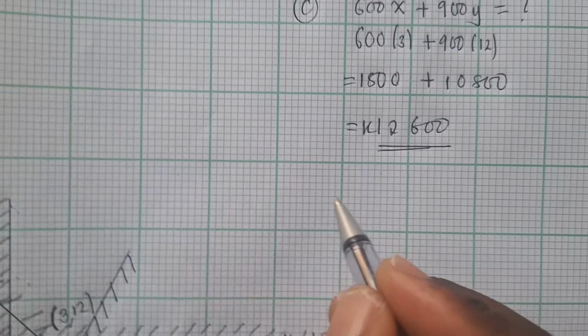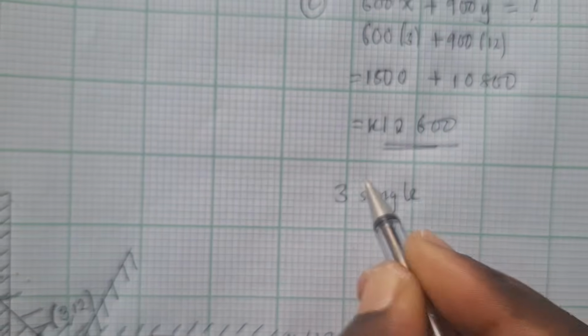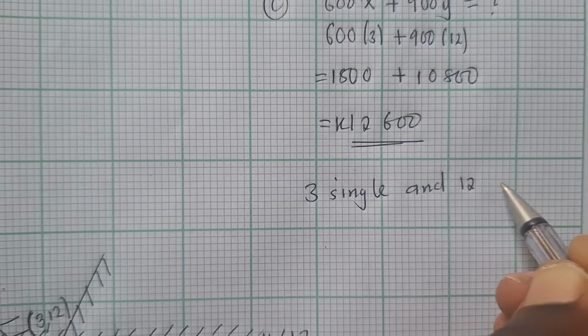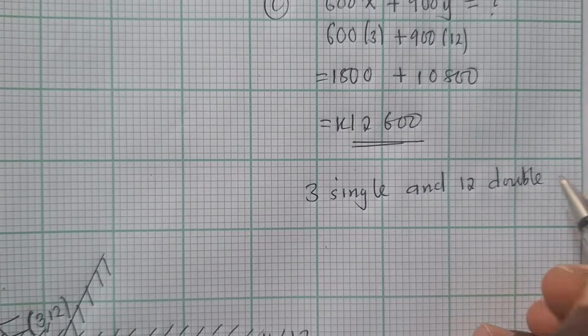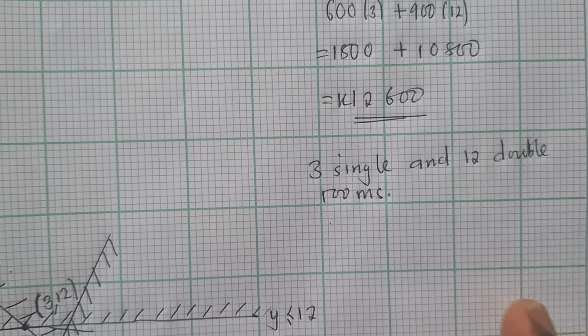So I'm going to say 3 single and 12 double rooms. So this is how you answer the last question.